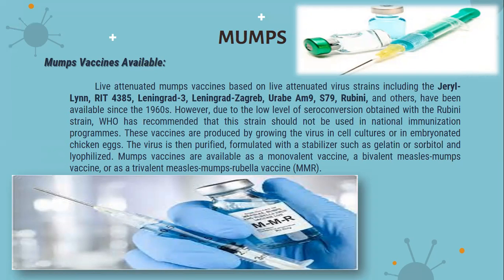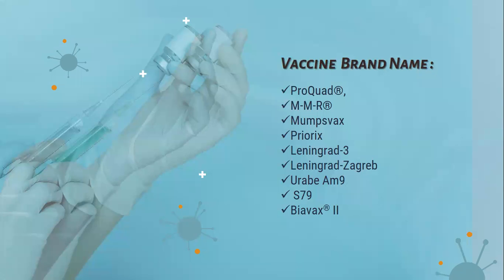So, monovalent, isa lang talaga na para sa mumps na talaga. When we say bivalent, dalawa na para na sa measles and mumps. So, yung trivalent, so measles, mumps, and rubella na. So, para na siya talaga sa tatlo. So, yan. So, vaccines brand name. So, ito yung mga mumps vaccines under the brand name of ProQuad, MMR, Mumps Vax, Priorix, Leningrad-3, Leningrad-Zagreb, Urabe AM9, S79, and Biovax type 2.